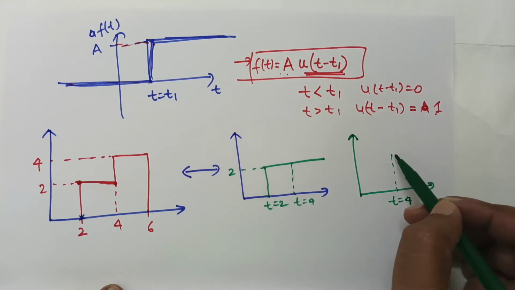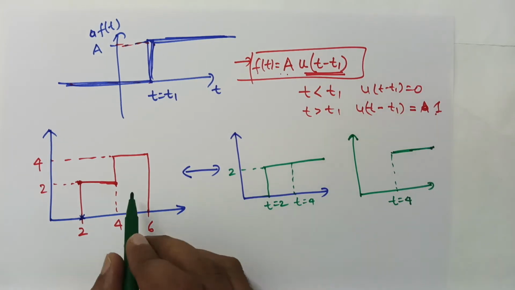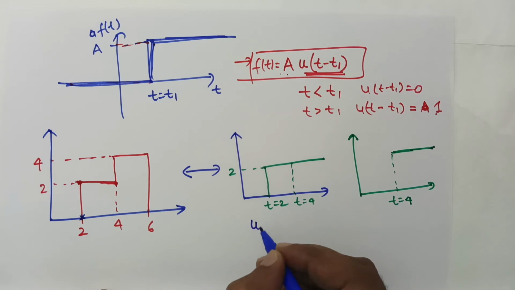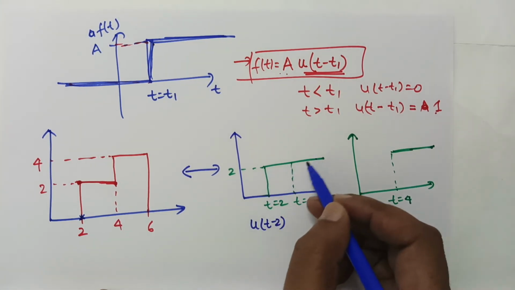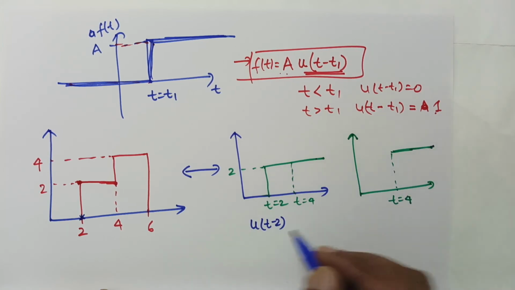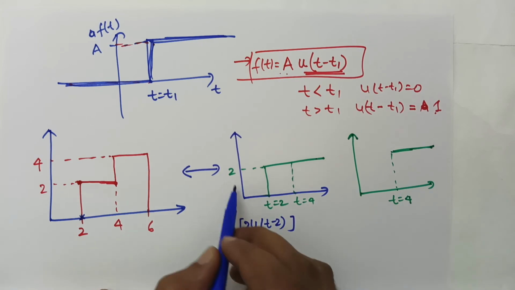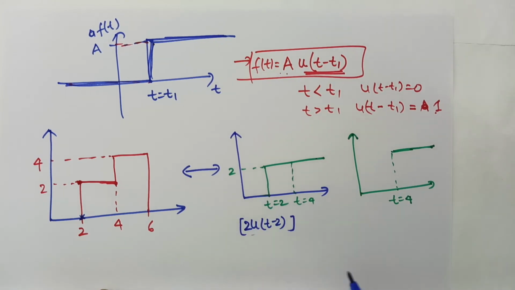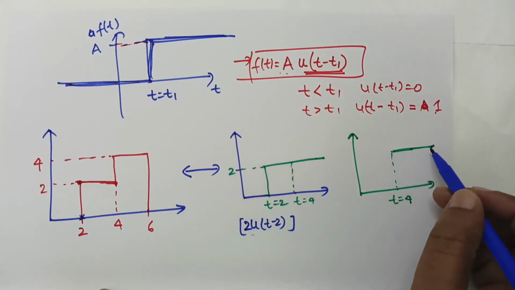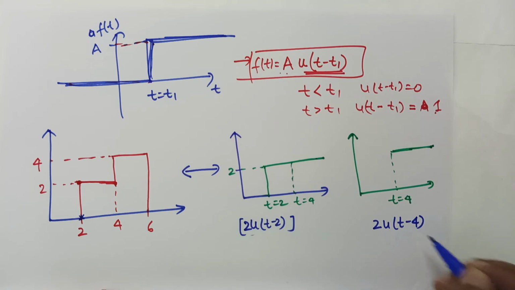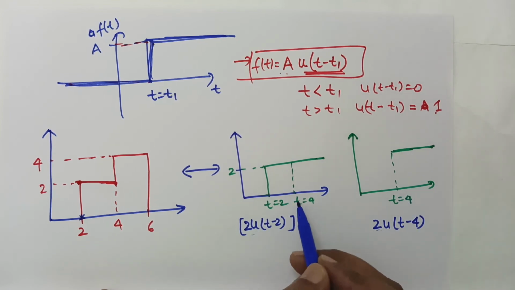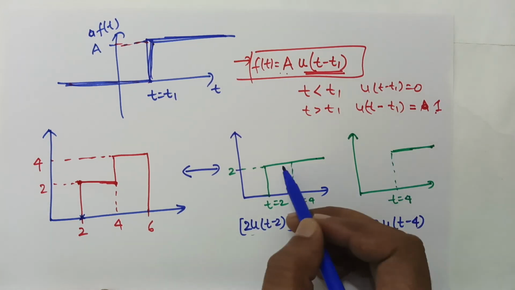This function is nothing but u at t equal to 2, so u(t minus 2). This is one function. Now I want to increase this value, so I have to add 2 further. The function is given by 2 u(t minus 2). This is a unit step function which starts at 2 with magnitude 2. Now here we already have 2. If I add 2 further, I take 2 u(t minus 4). At t equal to 4, the magnitude is already 2 and this magnitude will also be 2, so 2 plus 2 is 4.